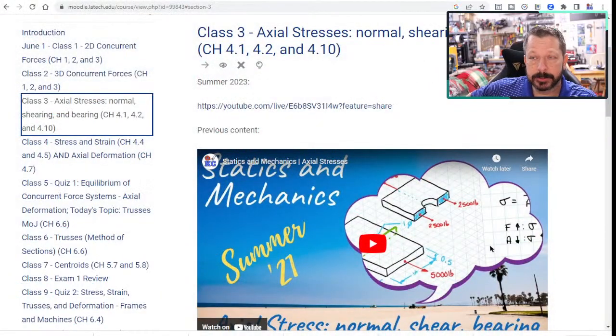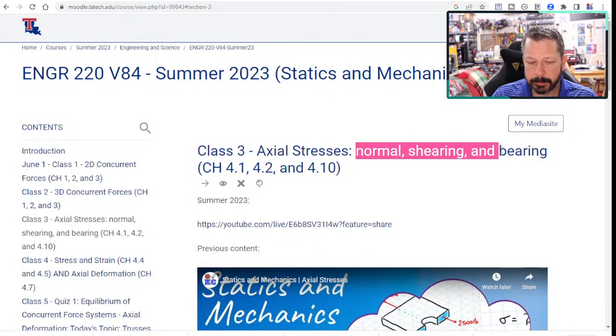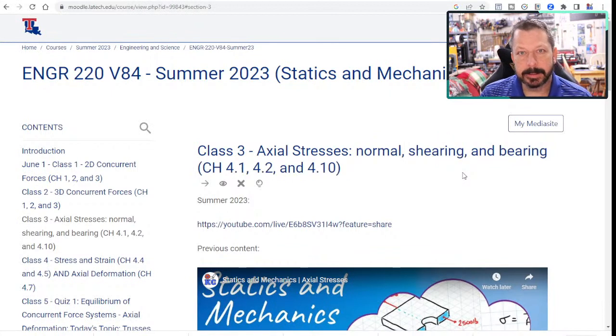Today we're doing something different. It's still concurrent forces, but we're going to use them in a different way today. So what we're doing today is what I'm going to classify as axial stress. So let's see if we can scroll it where it's not under my picture there. There we go. Axial stresses. So the axial word is important. The stress word is important. Then we've got this normal, shearing, and bearing. And by the end of today, hopefully all of those words mean something in the context of mechanics of materials.